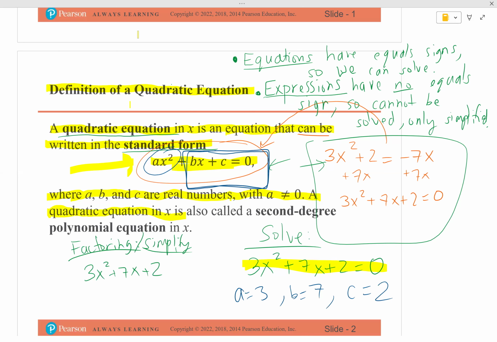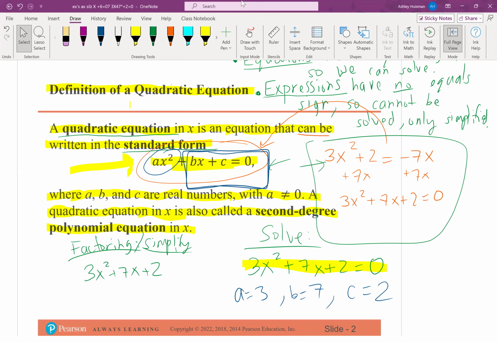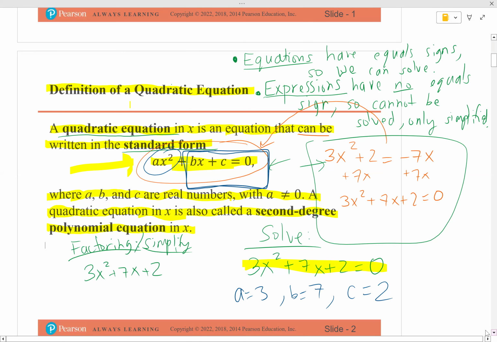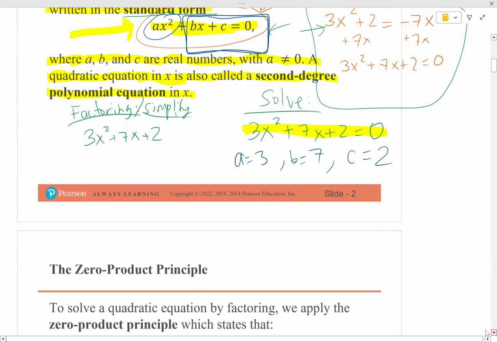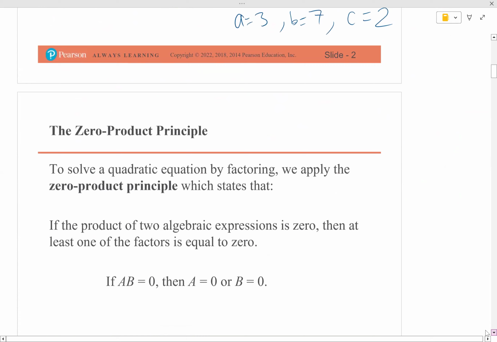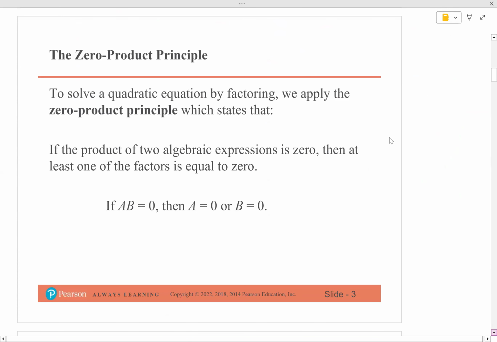A quadratic equation in x is also called a second degree polynomial equation in x. Second degree because that's the highest power you see. So in the previous section, we saw linear equations. The highest power was 1. Here, the highest power is going to be 2. And then we'll have to see in future sections what to do if there's an exponent of 3 or higher. But usually you don't see too high of an exponent in math classes anyway.